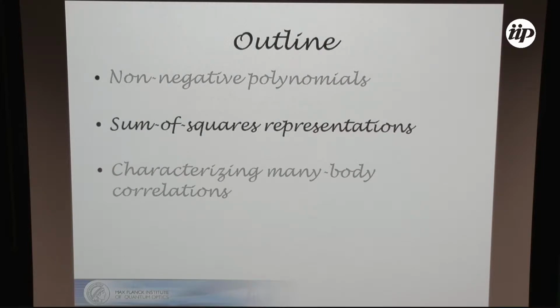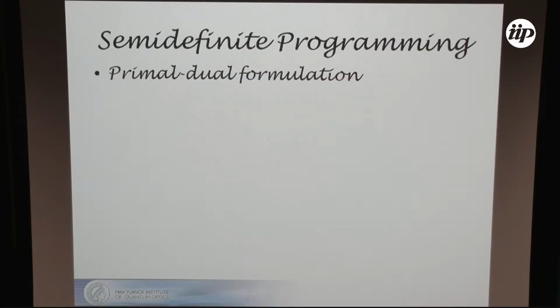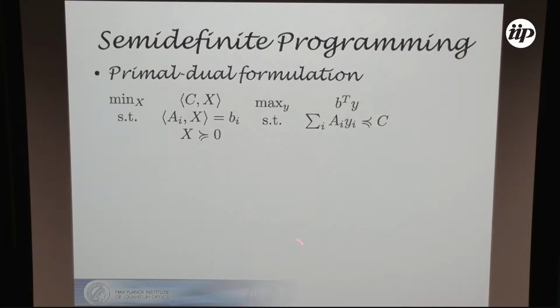Okay, so let me go to the sum of squares representations, and for this we would use semi-definite programming. So it's very important in semi-definite programming what is called the primal-dual formulation. In canonical form, you would write a semi-definite program in this way, right? This is the scalar product between matrices, the trace of C times X, such that you have some linear constraints, and X is a positive semi-definite matrix, right?